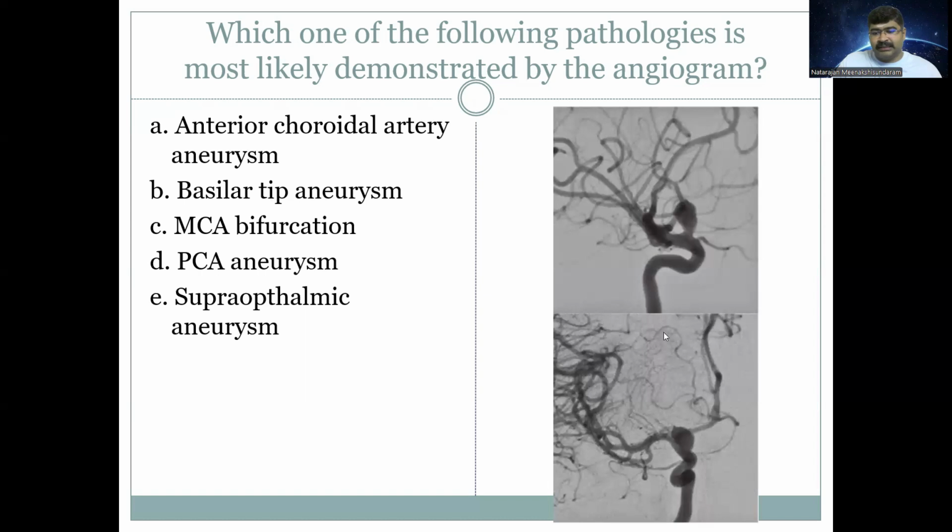So what you see here is the AP and the lateral view of the cerebral angiogram. This is the lateral view. What you see here is the ICA, the carotid, the cavernous ICA. Then this is the ophthalmic artery. And here you are having an aneurysm. So this appears as a supraophthalmic aneurysm. Okay, this is a supraophthalmic aneurysm.